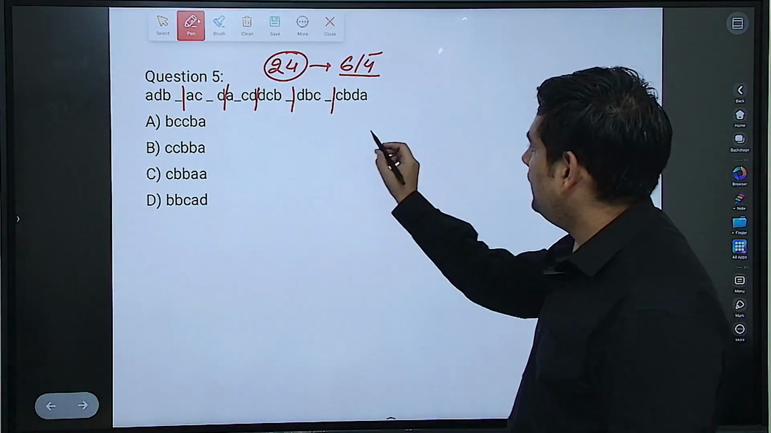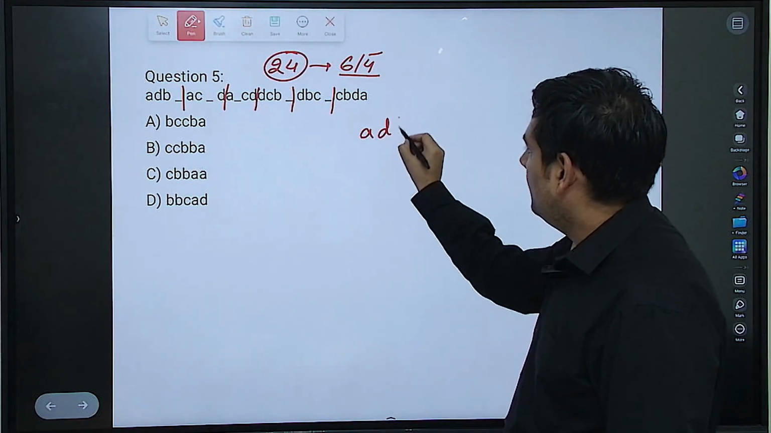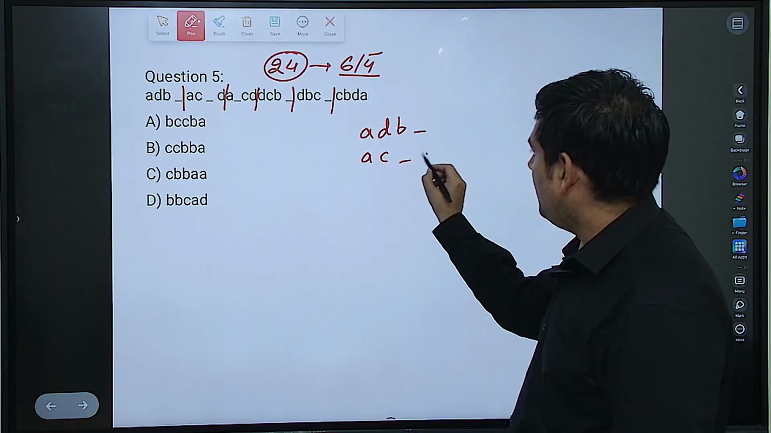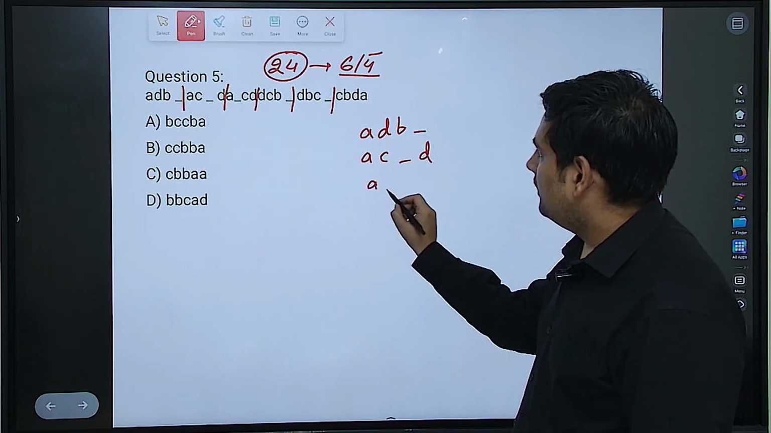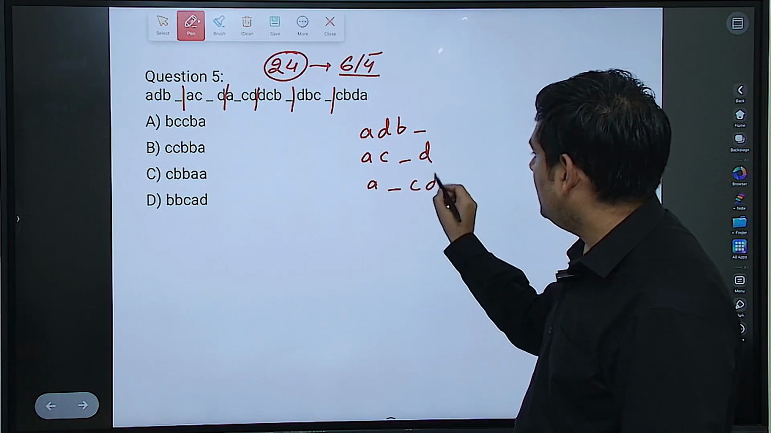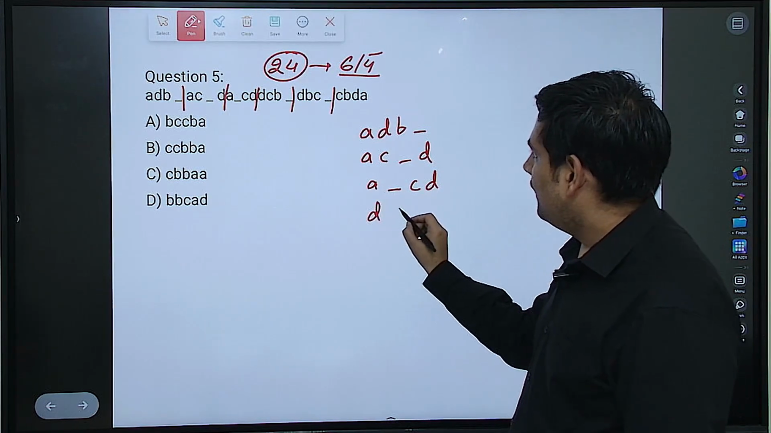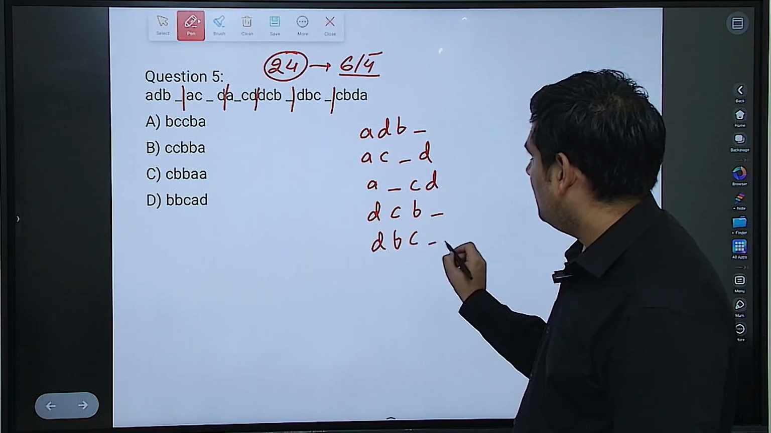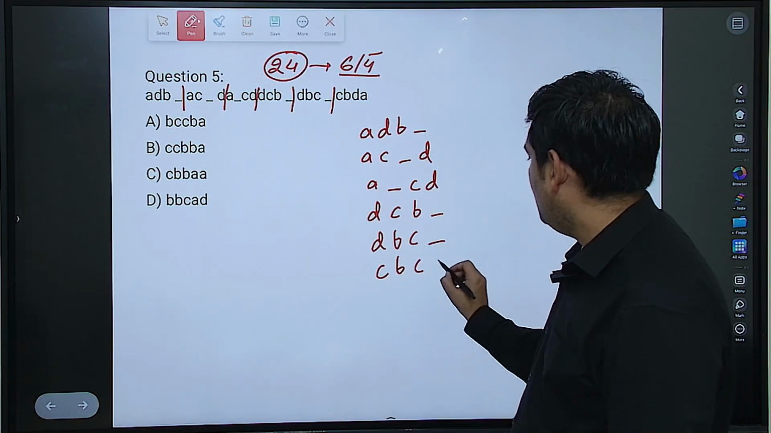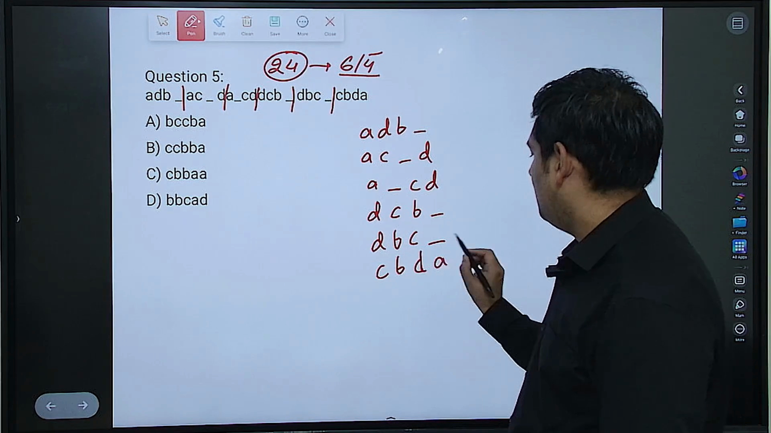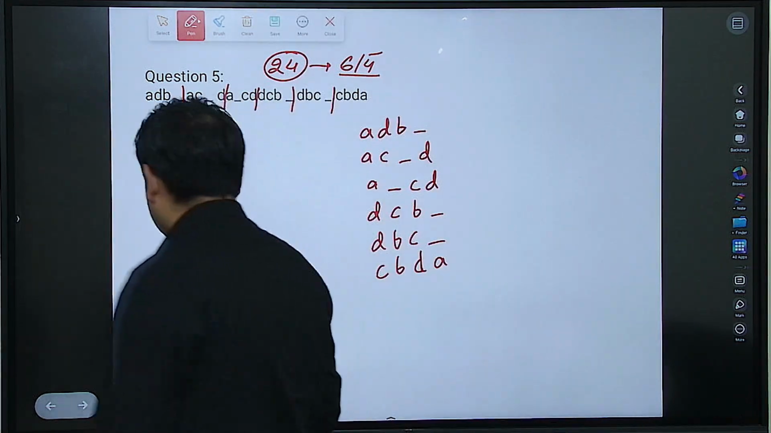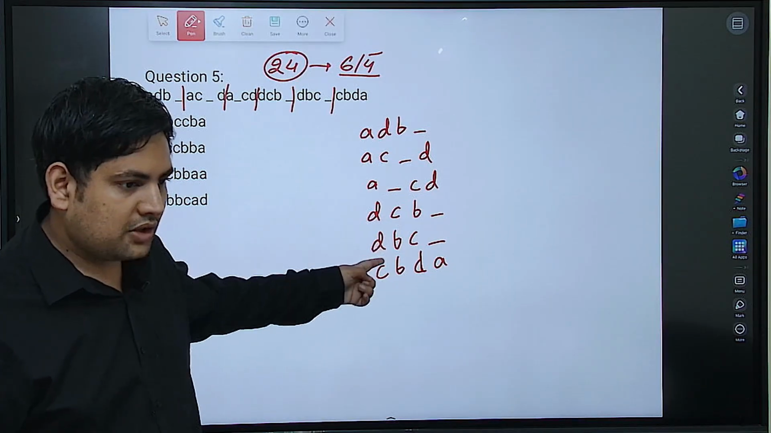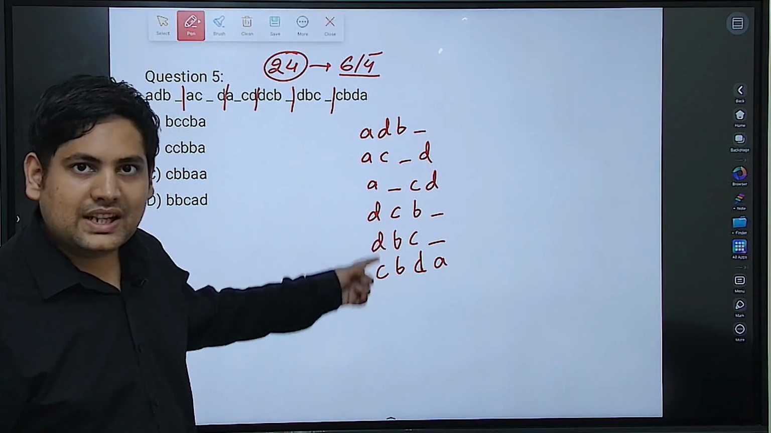Now, let's try to find the pattern. So, ADB dash, then AC dash D, then A dash CD, then DCB dash, then DB dash C, then CBDA. Now, can they be made exactly same? No. Here you have C, here you have B. So they cannot be made exactly the same.